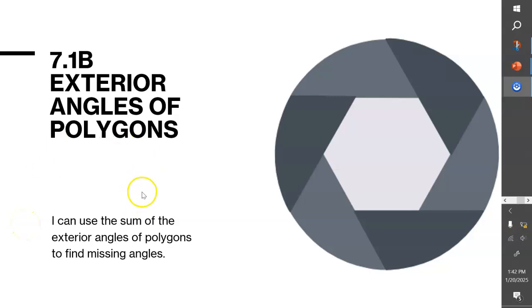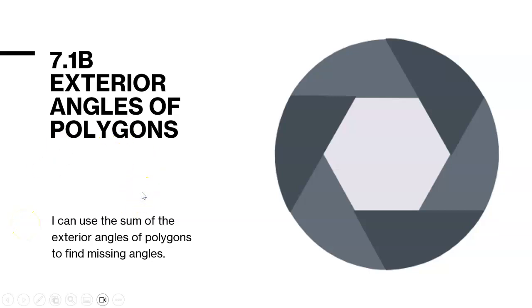The first part of 7.1 was about the interior angles of polygons, and the second part is about exterior angles of polygons. Exterior angles are formed when you extend one side of the polygon and use the other side to form an angle.